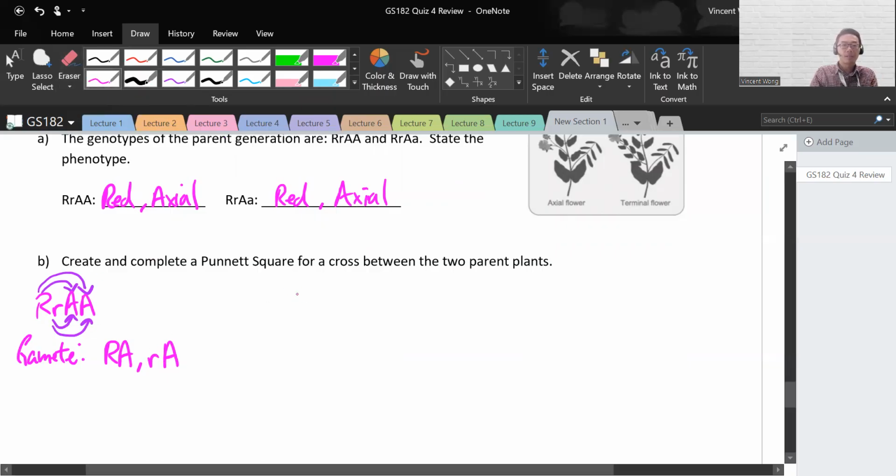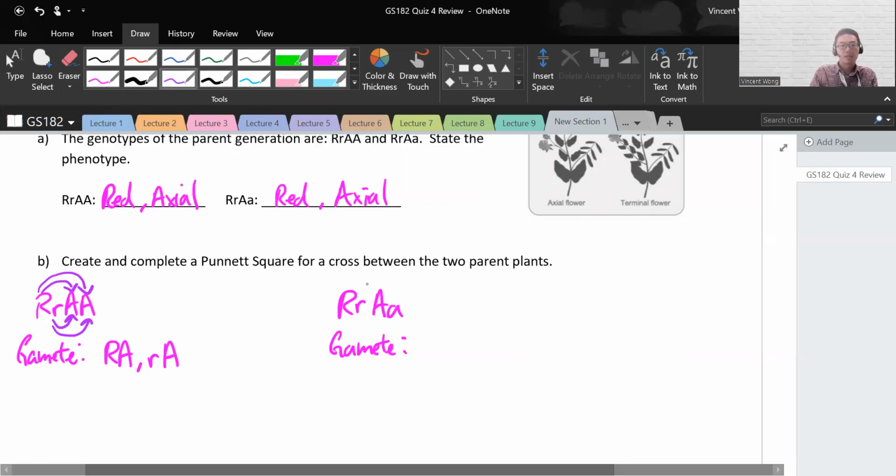So that's one of the parents. Let's take a look at the other one. The other one is big R, small r, big A, small a. And we're going to write down the possible gametes. So we have big R, big A.